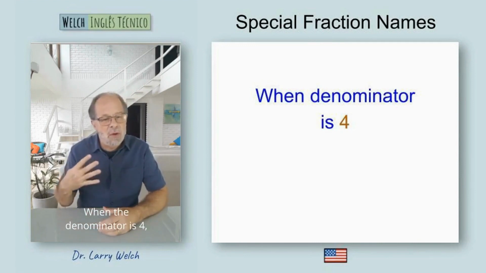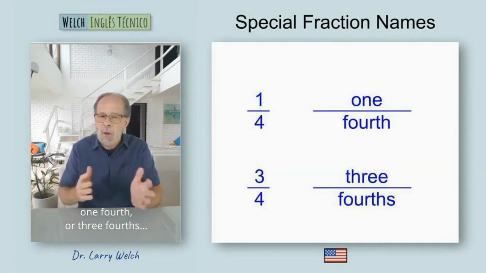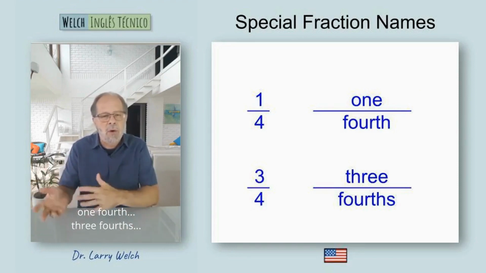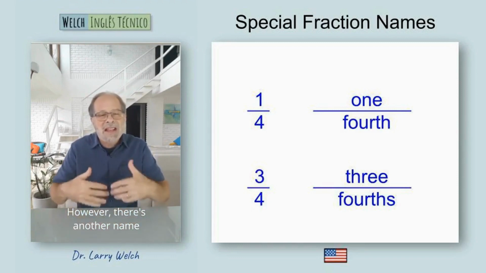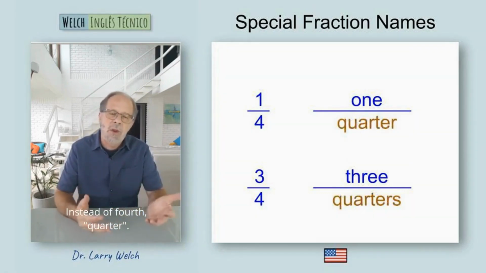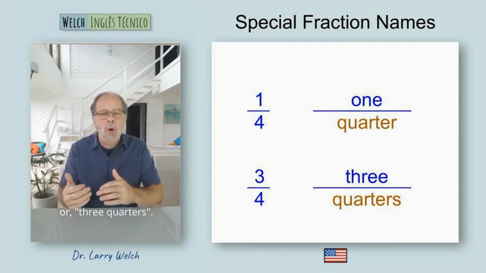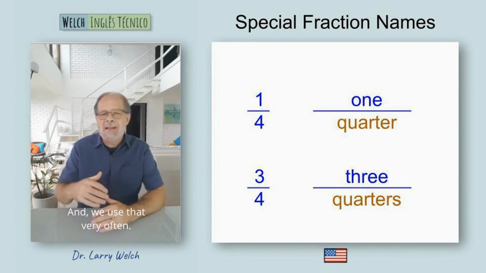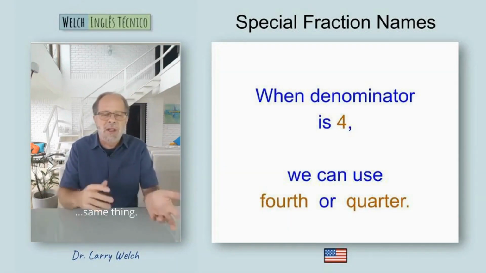When the denominator is 4, we can follow the pattern and say one fourth, 3 fourths. With 4, we can follow the pattern. However, there's another name that we use often, which is quarter instead of fourth. So we can say one quarter or 3 quarters. And we use that very often. So one quarter, one fourth, same thing.